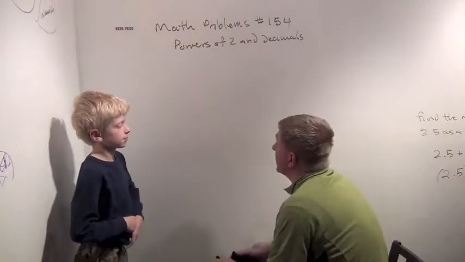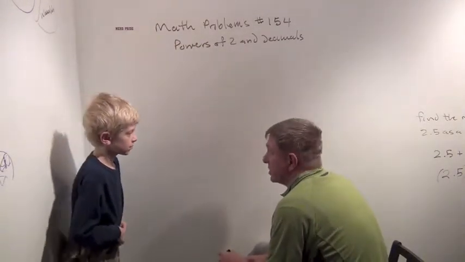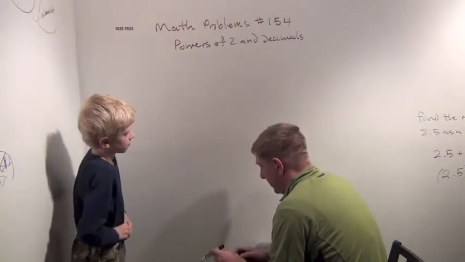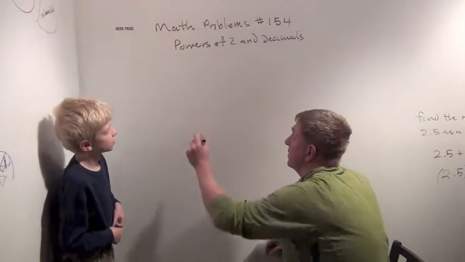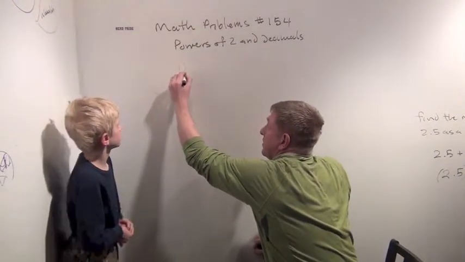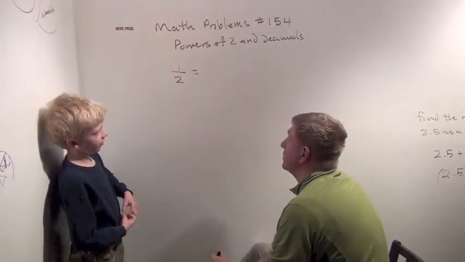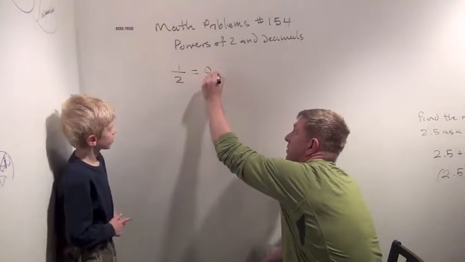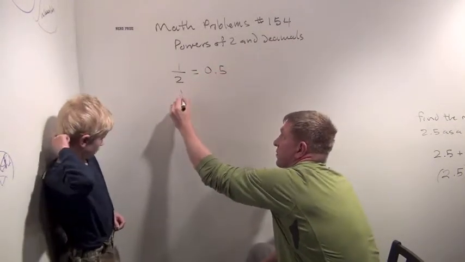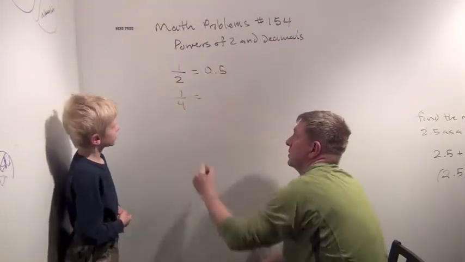So we're just in our second day of talking about decimals and fractions, and you noticed a very interesting pattern that I wanted to talk about. Let's review real quick, and then we can say what the pattern is. What is 1/2 as a decimal? It's 0.5. What's 1/4 as a decimal?